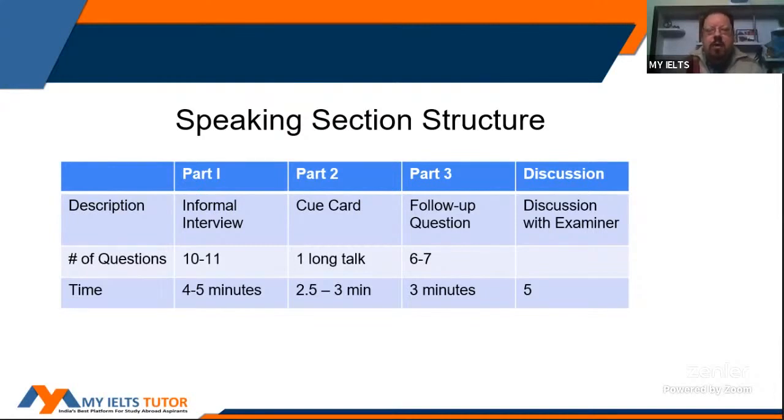Then part 3 are follow-up questions. Follow-up questions will be a series of questions, 6 to 7, and the topic is based on the cue card. So they'll be related to the cue card, but they'll be more of an abstract nature. And so you'll have about 3 minutes for this section. And then afterwards, you have a chance to discuss your answers with the examiner. And I really recommend that you do, because you're probably going to have some doubts and you want them cleared. So that's the time to ask.